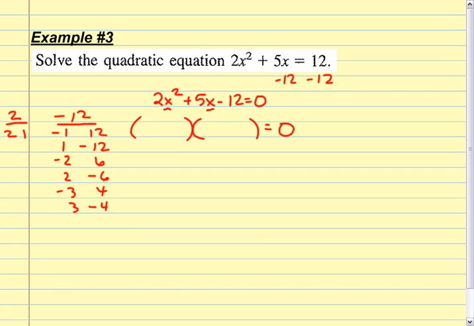Now, I'm going to stop right here. We'll pick up with the next video, but be thinking about that. Quadratic or factoring?